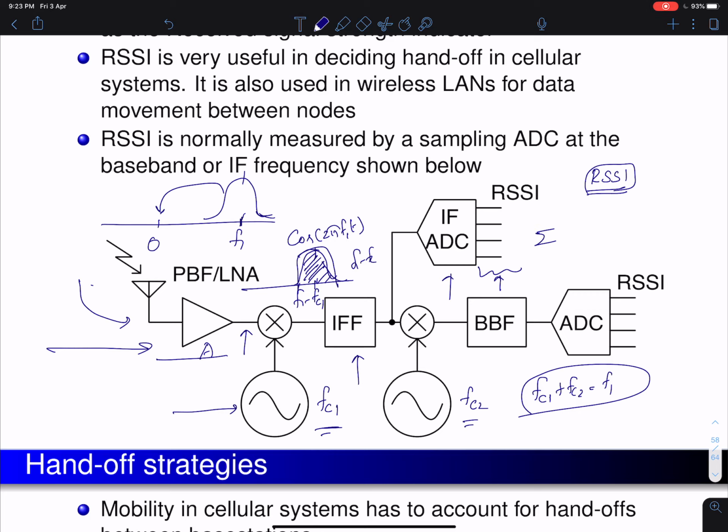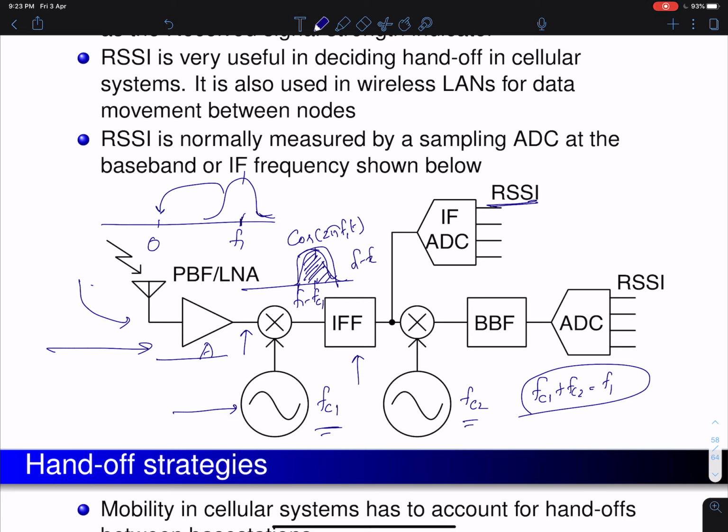Say the variable is some p number of samples. You have to square these samples and find the energy. If you average it, you get the received signal power. Normally you will have a threshold level. What should be the threshold? If your received signal strength is lower than that, then you know that the mobile phone is moving away from the base station.